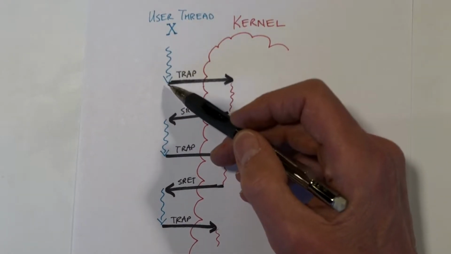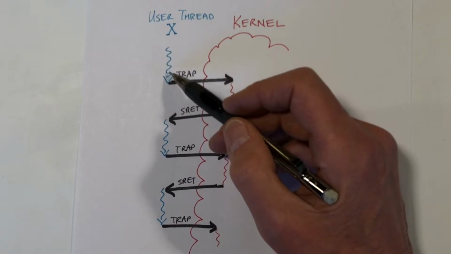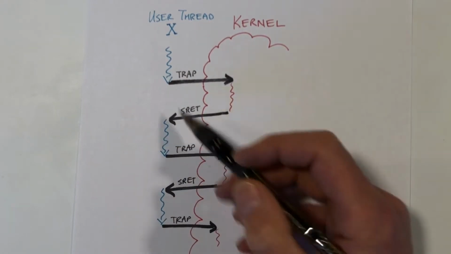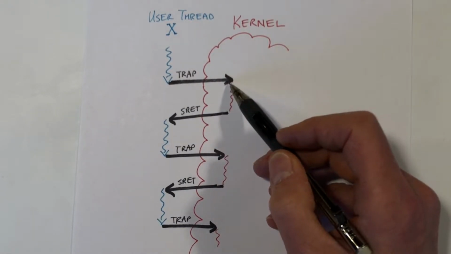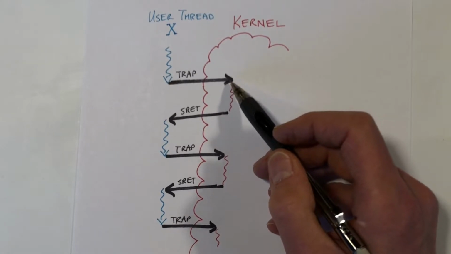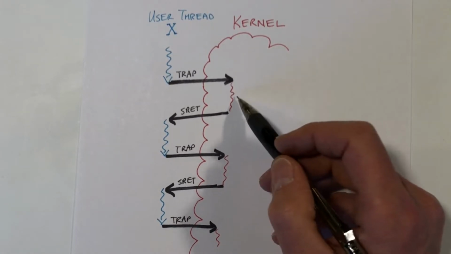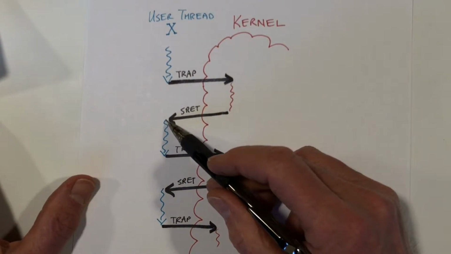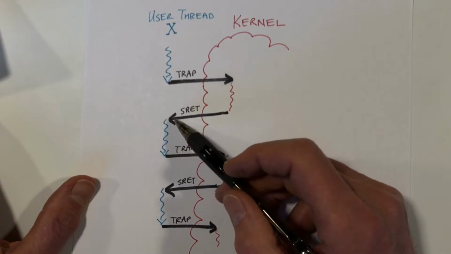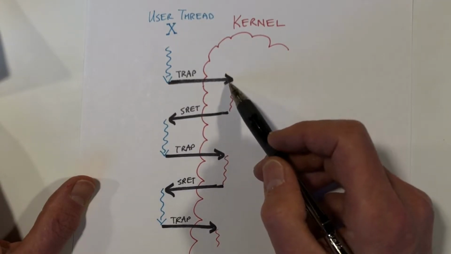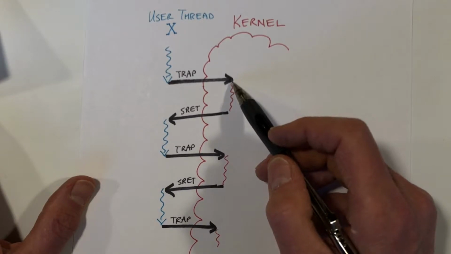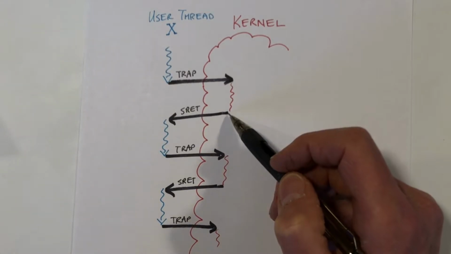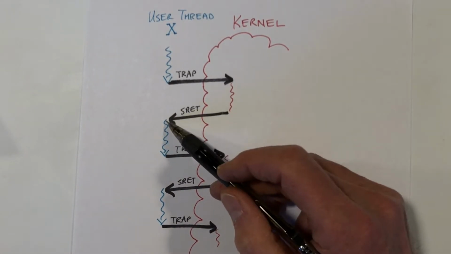So the user thread experiences over time a series of time slices. Here's one, and here's another, and here's another. This trap could be the result of a timer interrupt, in which case the kernel will go off in this region and do something else with some other threads, but eventually we'll come back to user thread X. So if the trap is a timer interrupt, we have the end of the time slice, and at some later time, the kernel will decide to give the user thread another time slice, and then we'll return to the user thread.